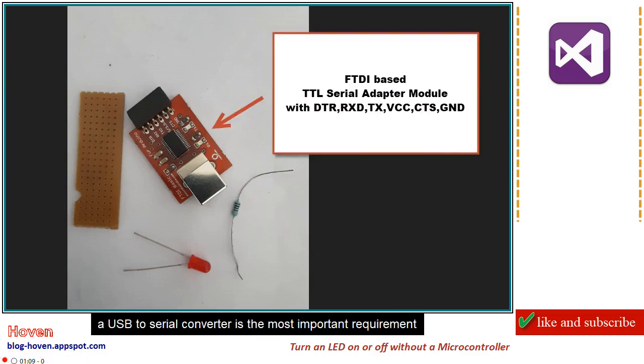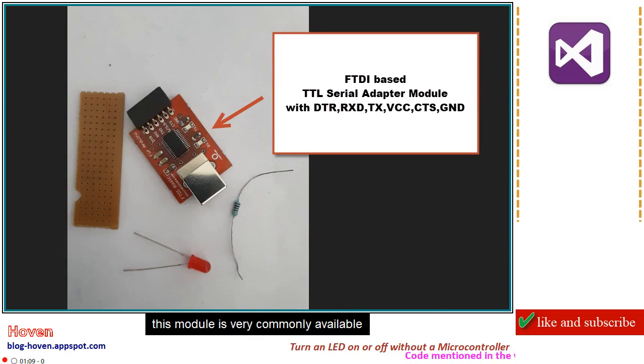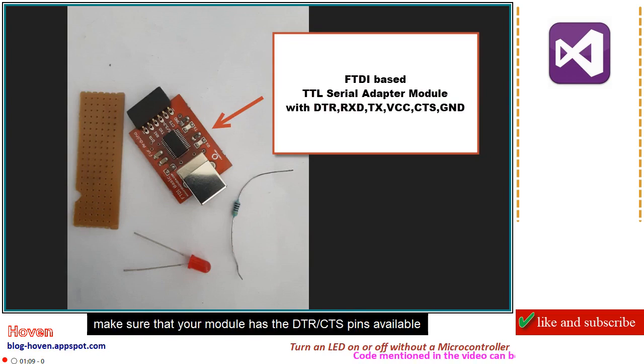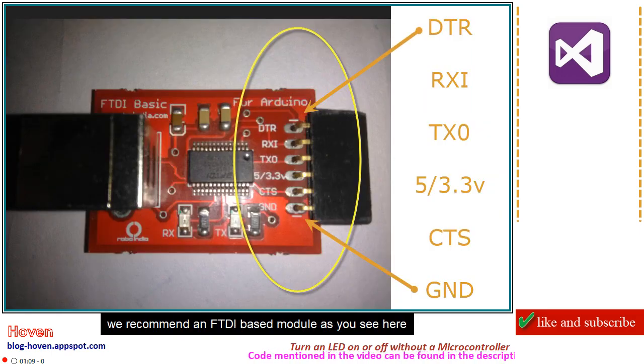A USB to serial converter is the most important requirement. This module is very commonly available. Make sure that your module has the DTR/CTS pins available. We recommend an FTDI-based module, as you see here.